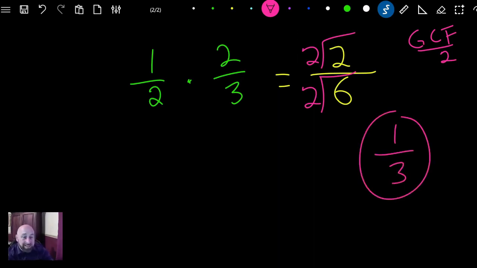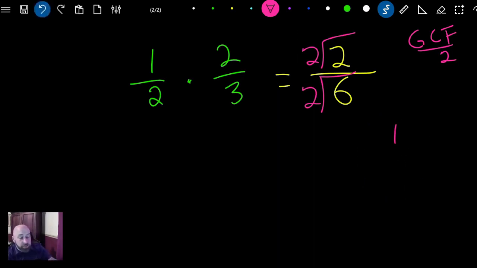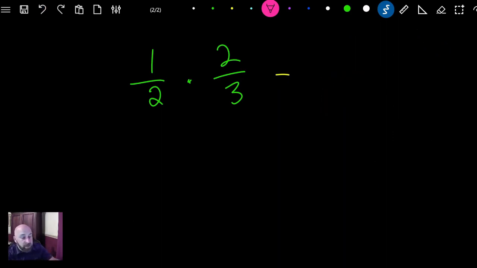Now, I can save you that last step. I can show you a little bit of a shortcut to save you the GCF step. Check this out. If I come back here to this right here, I can cross cancel. All right, so I can go cross. I basically am reducing across before I get started. And so I could reduce this way as well.